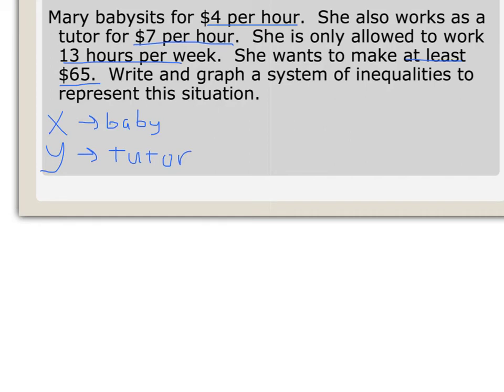Okay. Once again, I can see all the money being used, so let's put that together in one inequality. So we've got babysitting for $4 per hour. We said that babysitting was X, so that's 4X. And then we see tutoring for $7 per hour. We said tutoring was Y, so that would be 7Y. And then the total amount of money needs to be at least 65. Well, like last time, at least means we need more than 65, or maybe exactly equal to 65. So that would be greater than or equal to 65.